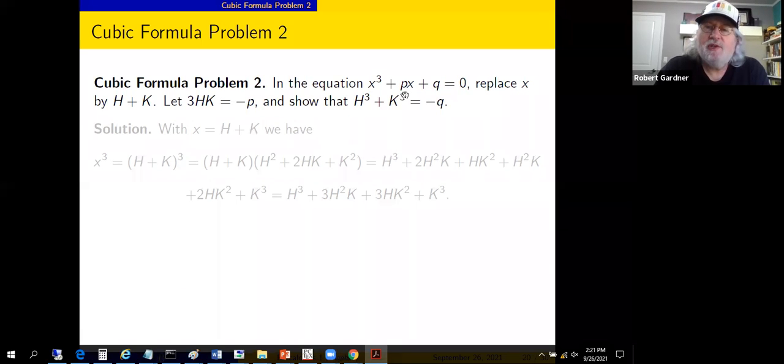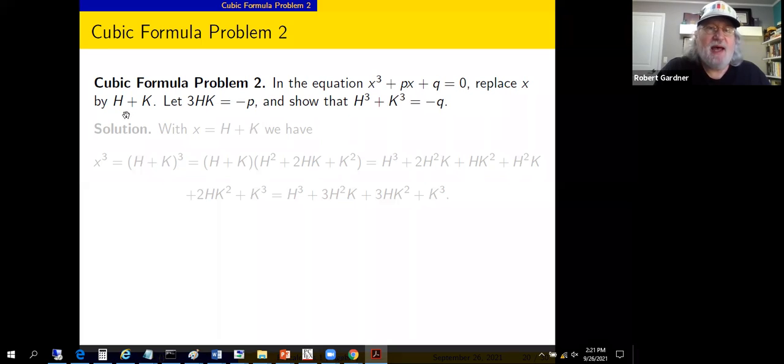In the equation x cubed plus px plus q equals 0, I think the book at some point calls it the depressed cubic. We've lost the x squared term, is effectively what it is. But any cubic equation can be put in this form.